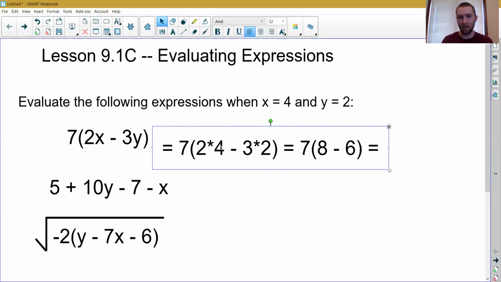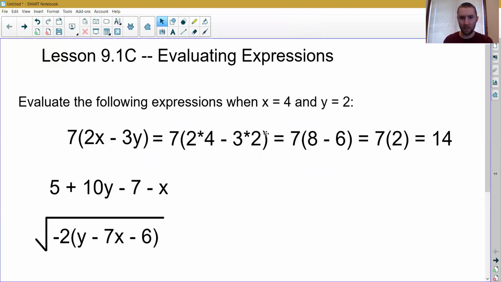Now I'm going to do my subtraction. In the parentheses, 8 minus 6 becomes 2. So once I've evaluated my parentheses, I'm simply left with 7 times 2, which is 14. So the value of this expression, 7 times 2x minus 3y, for these particular values is 14. That's my final answer for this particular expression.